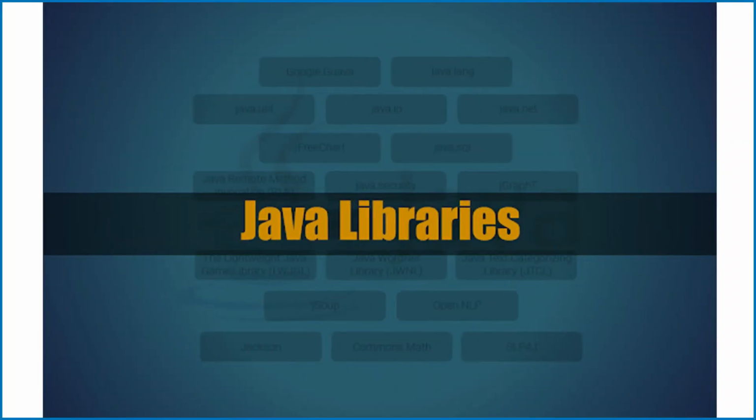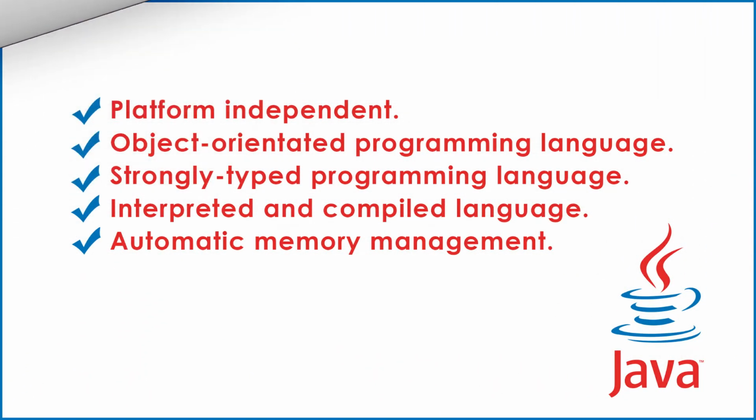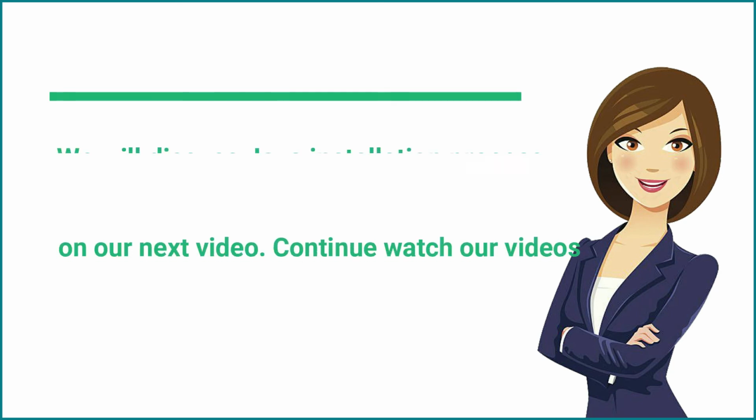The Java language was designed with the following properties. 1. Platform independent. 2. Object-oriented programming language. 3. Strongly typed programming language. 4. Interpreted and compiled language. 5. Automatic memory management. We will discuss the Java installation process in our next video.